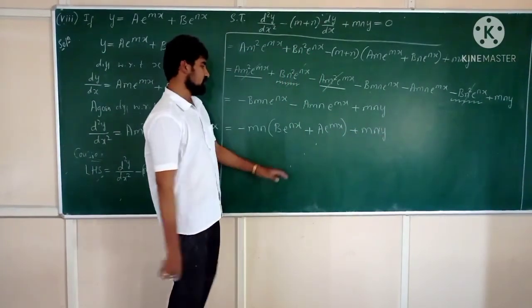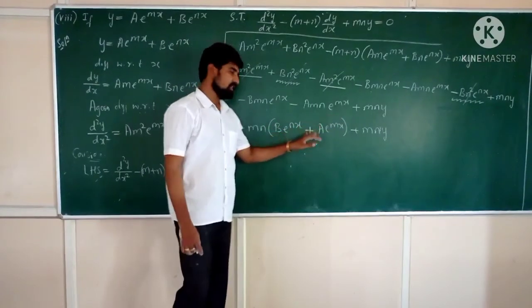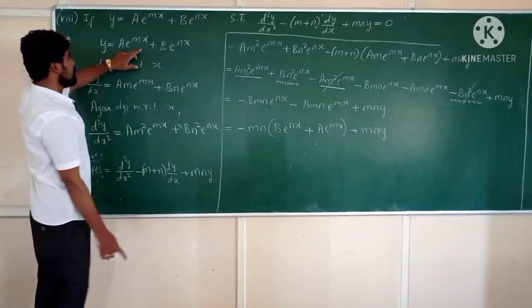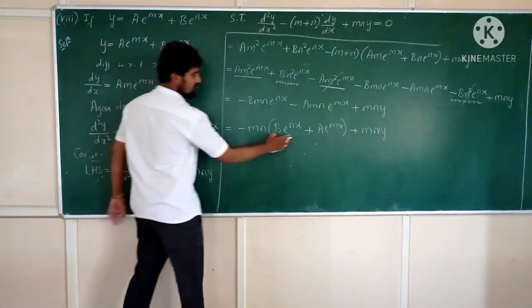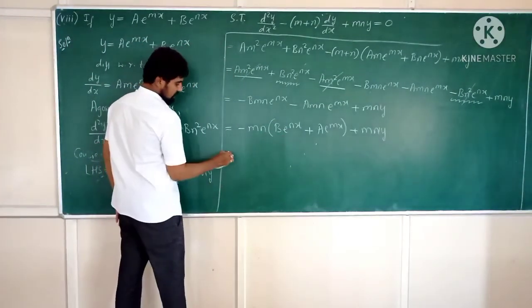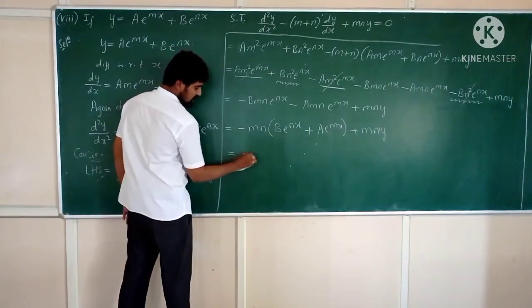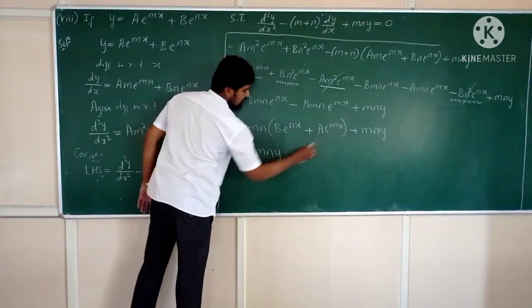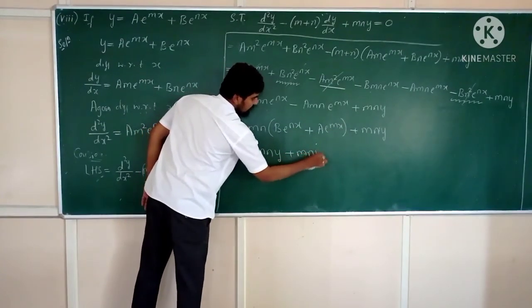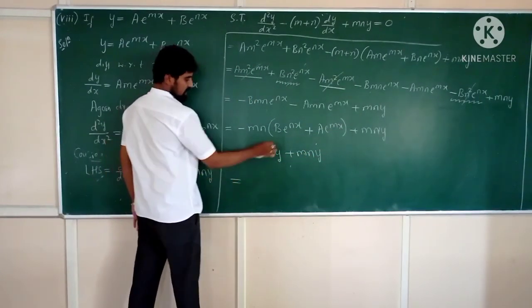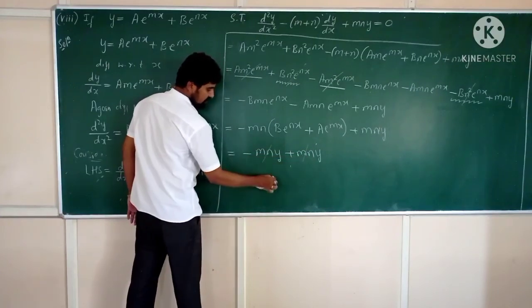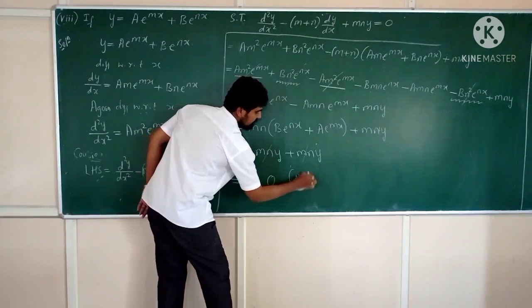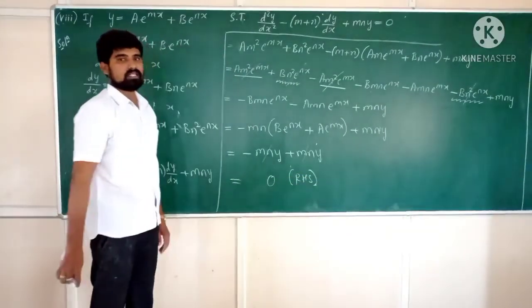Now observe the term inside the bracket: it is equal to y, since y is a e power mx plus b e power nx. Therefore this can be expressed as minus mn times y, plus mny, which is minus mny plus mny, which cancel, giving 0, and it is equal to RHS. I hope all of you understood.